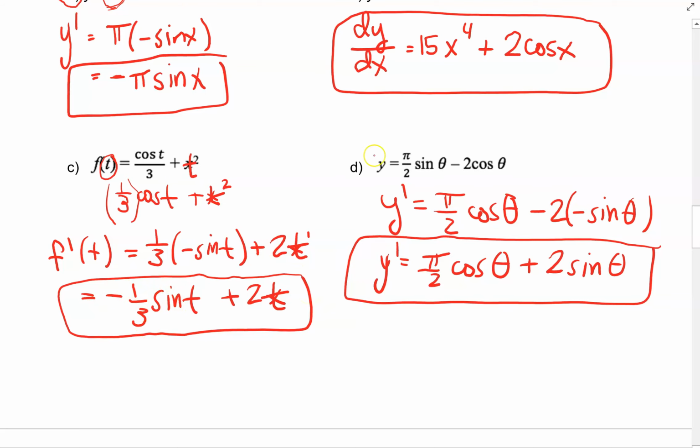And then lastly, in part D, we have the variable theta. So it would be y prime is equal to the constant of pi over 2 times the derivative of sine, which is cosine theta, and then minus the constant 2 times the derivative of cosine, which is negative sine. Those negatives cancel, so we get pi over 2 cosine theta plus 2 sine theta.